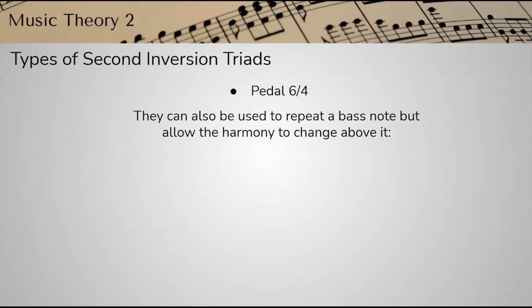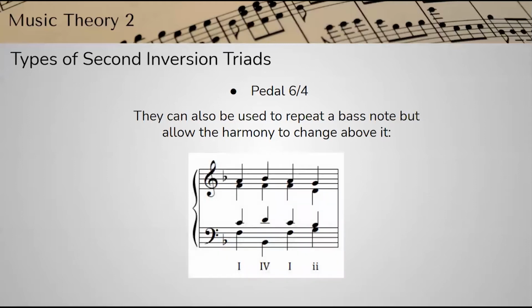This kind of does the opposite of what we just saw. It creates tension by repeating a bass note, but allowing the harmony to change above it. And it's called a pedal 6/4 because of what a church organ does, right? One technique is to hold a bass note and repeat it, and you do that by literally pressing down a pedal, right? And it creates this kind of effect. So just repeating the same bass note, and you can see that creates an interesting, almost tense kind of sound, right?